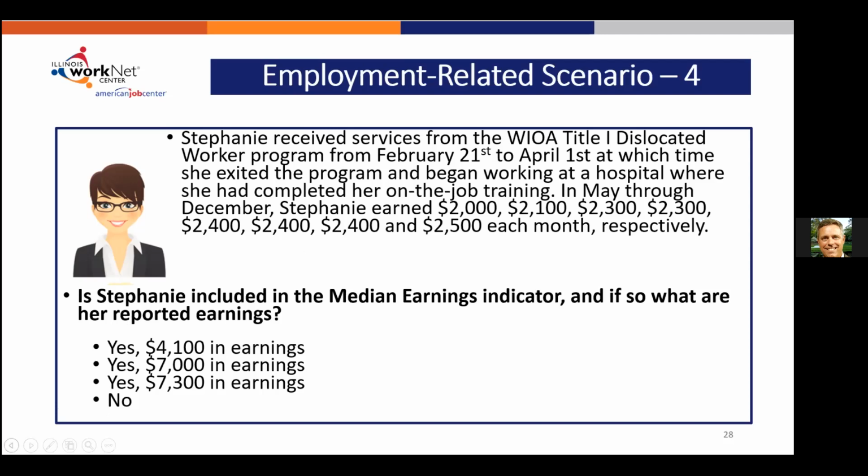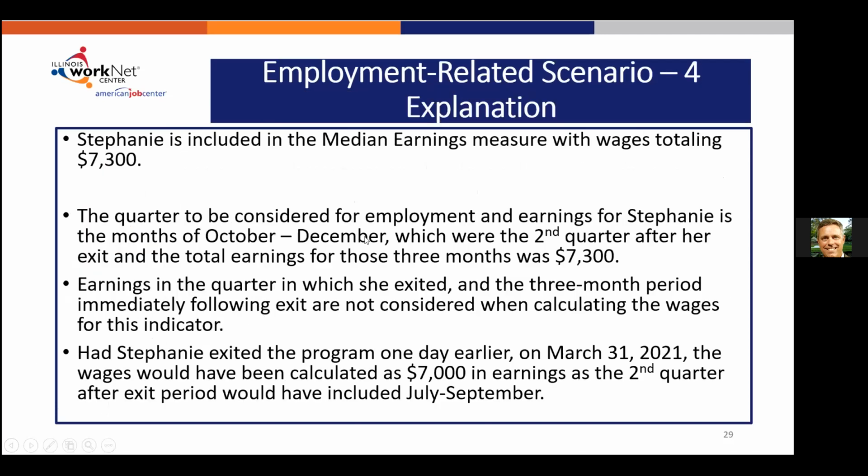Stephanie actually is a success with the median earnings, and the calculated wages for her in this measure are actually $7,300. So looking again at those dates, the quarter to be considered for employment and earnings for Stephanie is that quarter capturing October, November, December, which was the second quarter after her exit, and the combination of the three wages that you saw in the previous slide.